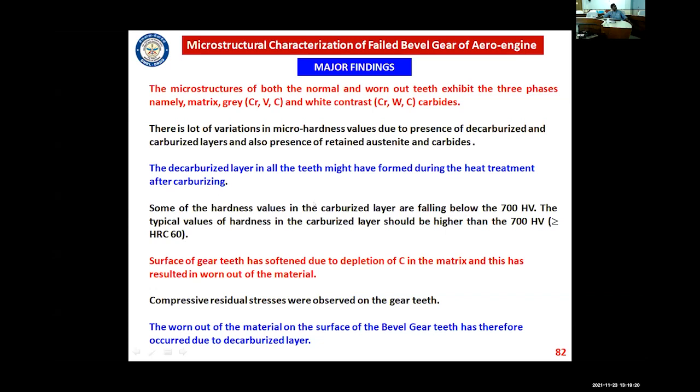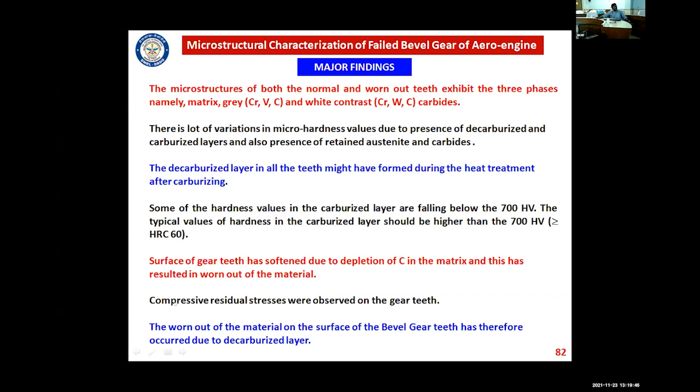As per the specification, the hardness of the carburized layer should be more than 700 HV. But after measuring the hardness, we came to know that the hardness is less than 700 HV, which has resulted in the damage of the surface of the gear teeth. The surface of the gear teeth is softened due to depletion of carbon in the matrix, and this has resulted in the wearing out of material.